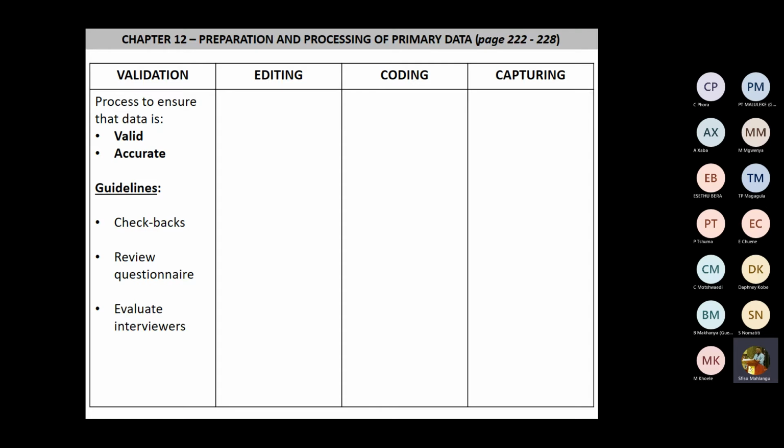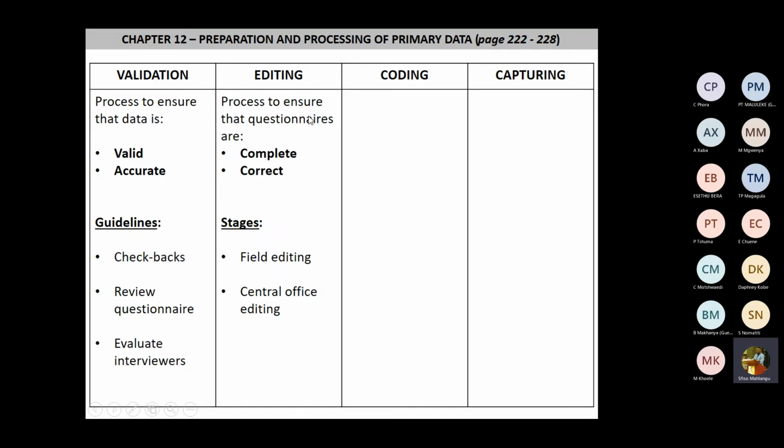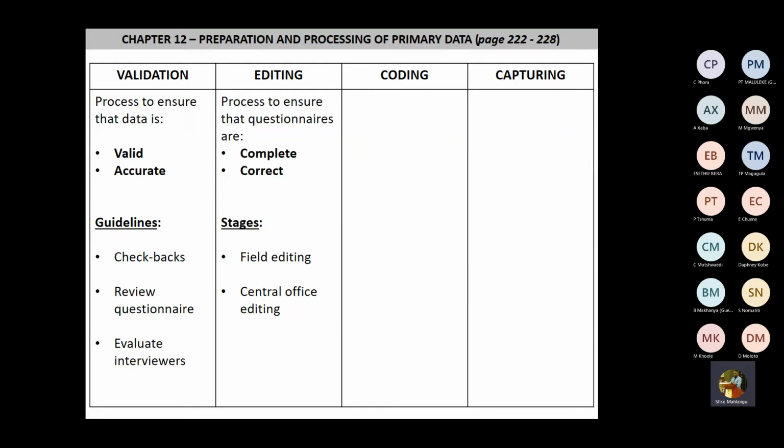The next step, we have validated our data. Maybe we use one of these methods. We decided to use the first one, check bags, and all of them checked out. So let's go to the next one, which is data editing. You'll see on page 258 there in the textbook. You've got the definition that you need to highlight, which is the first sentence under editing. It is the process to ensure that questionnaires are complete and correct.